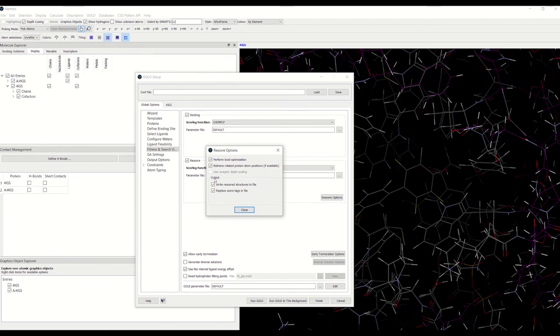It means that the score attributed to hydrogen bonds is scaled depending on the depth of the pocket. Then there are several output options. Write rescore structures to file means that solutions will be written to rescore.mol2 file. And then you have the option to replace score tags in file. That means you can overwrite the list of active residues and the related protein hydrogen atom positions generated during the original docking. If you unclick this, then rescore.mol2 will contain both the binding site definition of the original docking and of the subsequent rescoring run.